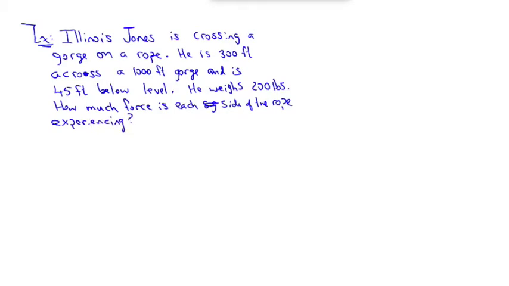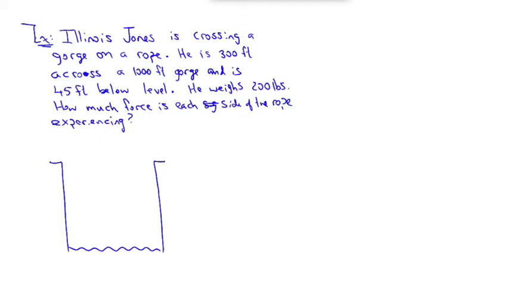So assuming that he's like ranger crawling across this rope. Yep, ranger crawling. So here's the gorge. Draw it kind of big. And maybe there's crocodiles down here or something. Yay! We gotta have Indiana Jones here. Oh, no, it's Illinois Jones.